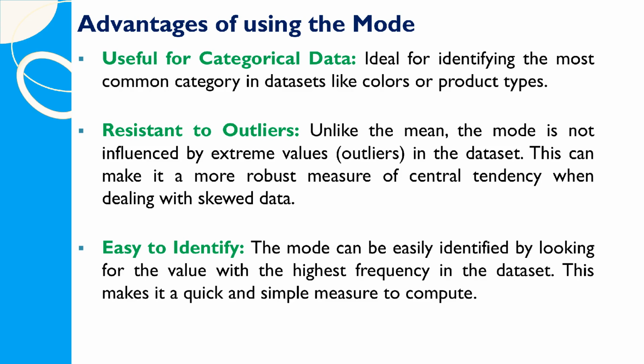The mode is a valuable statistical measure for categorical data as it identifies the most common category, making it ideal for datasets such as colors or product types. It is resistant to outliers, unlike the mean, and thus offers a more robust measure of central tendency in skewed data. Additionally, the mode is easy to identify by finding the value with the highest frequency, making it a quick and simple measure to compute.